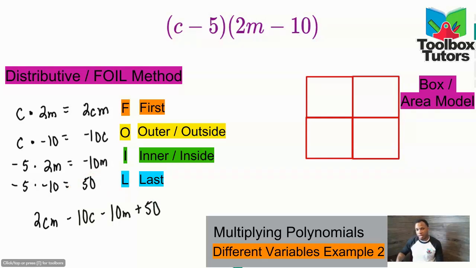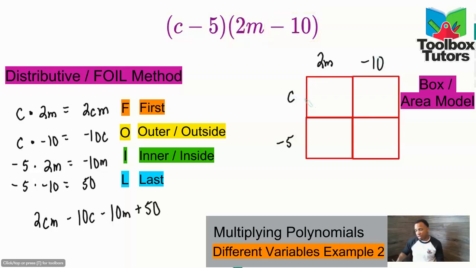Now we'll look at completing the same example using the area or the box method. So now we'll take each term from the first parentheses and we'll put it along the left side of these boxes. So we have c right here and negative 5 here. Next, we're going to take what's in the second parentheses and put it on the very top of these boxes. So 2m would go here and negative 10 would go here.